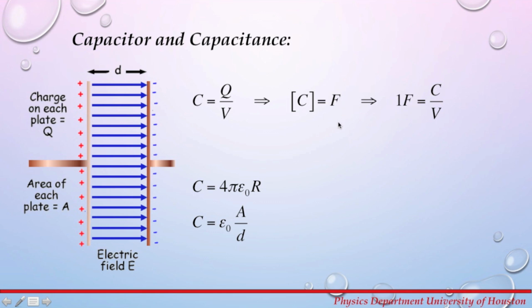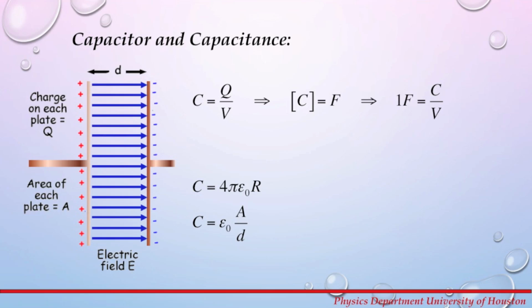The capacitance of a capacitor depends on its physical characteristics. For example, the capacitance of a sphere of radius r is given by C equals 4 pi epsilon 0 times r, while for a parallel plate capacitor, the capacitance is given by C equals epsilon 0 A divided by d, where A is the area of each plate, d is the separation distance between the plates, and epsilon 0 is equal to 8.85 times 10 to the negative 12 coulomb squared per newton meter squared, the permittivity of free space.